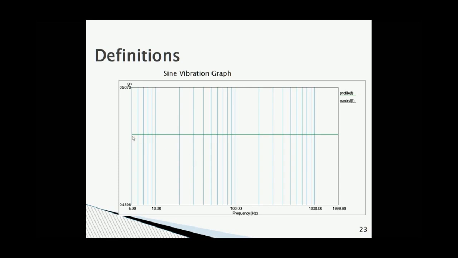So, the number of minutes it takes to sweep through an octave will determine the amount of time it takes for you to make a complete sweep from your lowest frequency, 5 hertz, to your highest frequency, 2000 hertz, or from your highest frequency, 2000 hertz, down to your lowest frequency at 5 hertz.